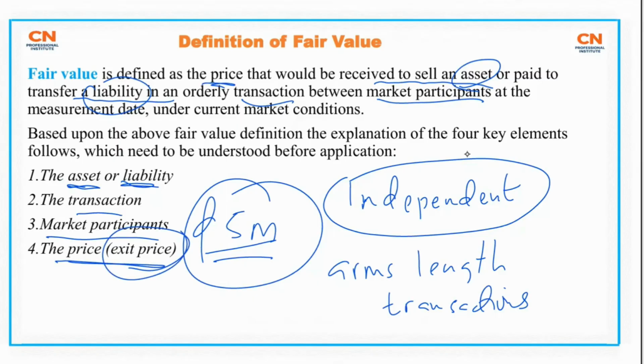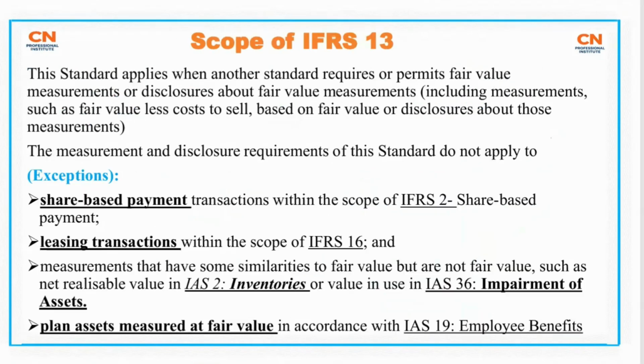Why is it the exit price? Because it's the amount you receive to sell. So you are leaving the market. If you sell something, you are leaving the market. That's why it's an exit price. We'll look at more details, right? All right, let's continue.